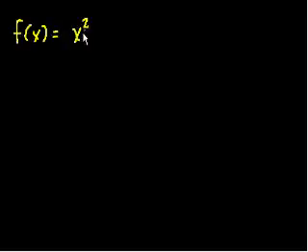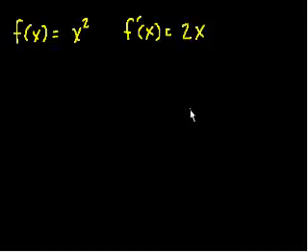Welcome back. In the last presentation, I showed you that if I had the function f of x is equal to x squared, then the derivative of this function, which is denoted by, look at that, my pen's already malfunctioning. The derivative of that function is f prime of x is equal to 2x. And I used the limit definition of a derivative.